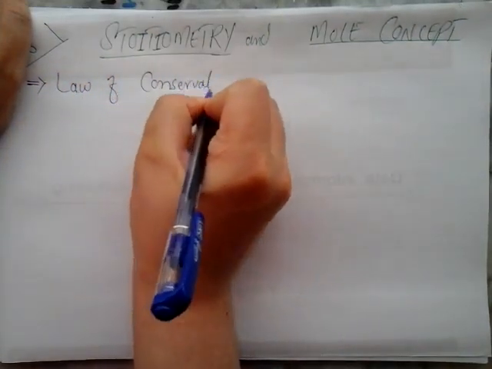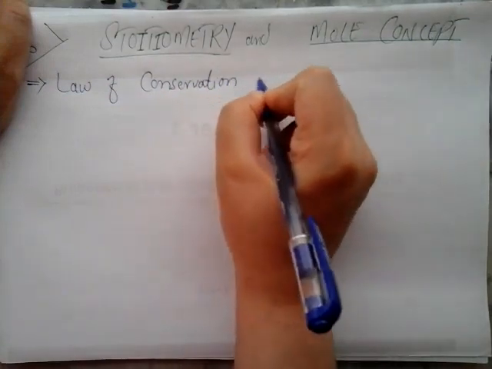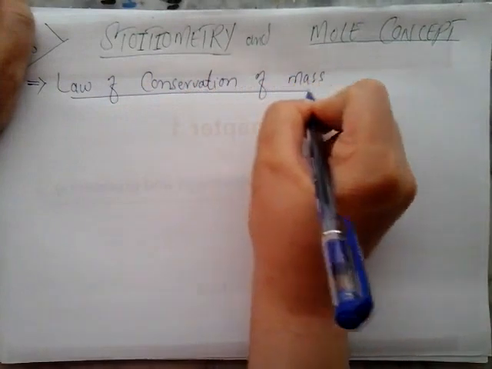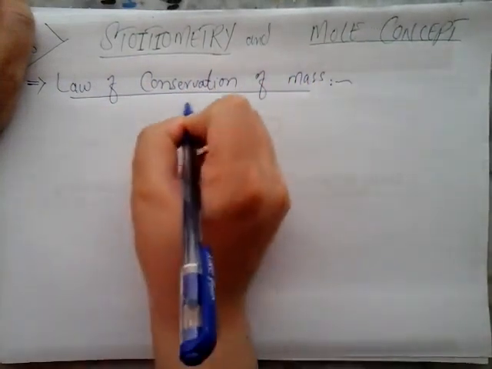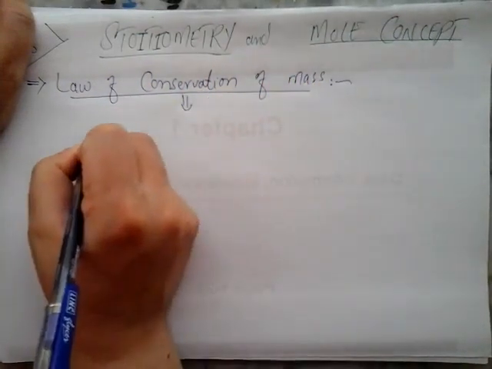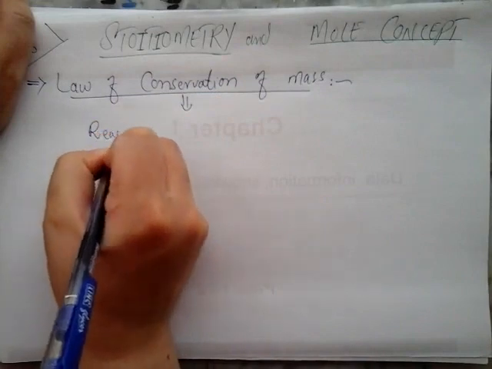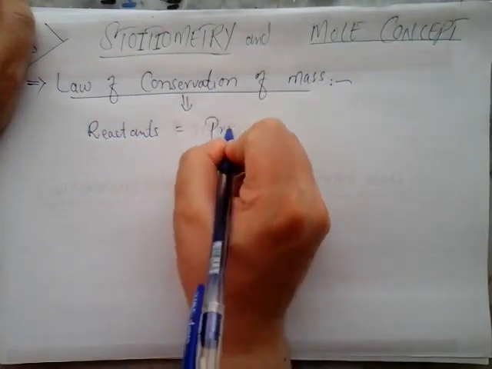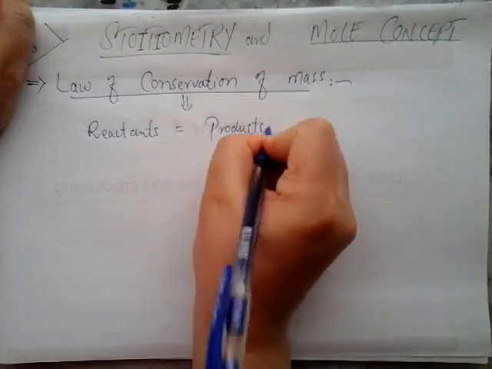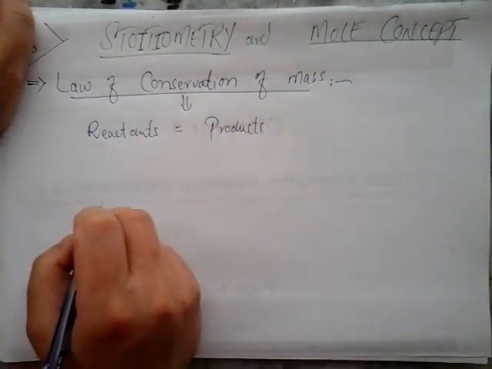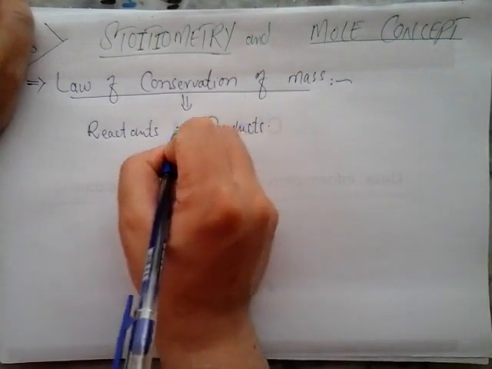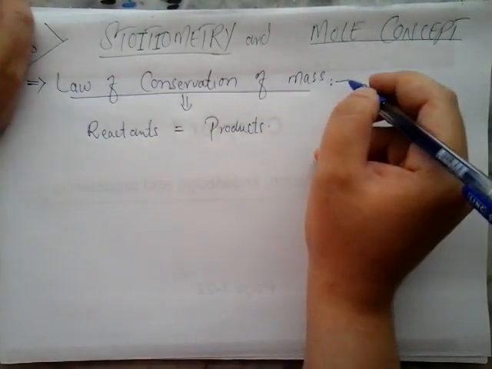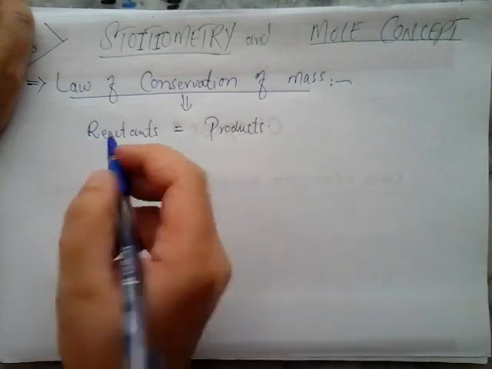Law of conservation of mass. This law states that the amount of reactants are always equal to the amount of products in any chemical reaction. Okay, so on the basis of this law we can balance any chemical reaction.